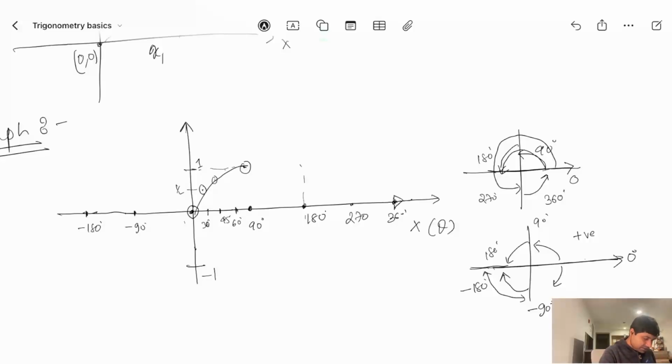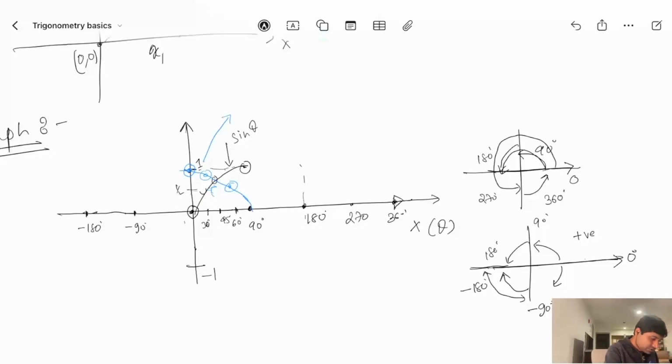Okay, so this is about sine. What about cos? I can point out cos with a different color, let's say blue. So cos at 0 is 1. What is the value of cos 30 degree? It is sine 60, so square root of 3 by 2, so I think it comes around here, this and this, so it comes like this.